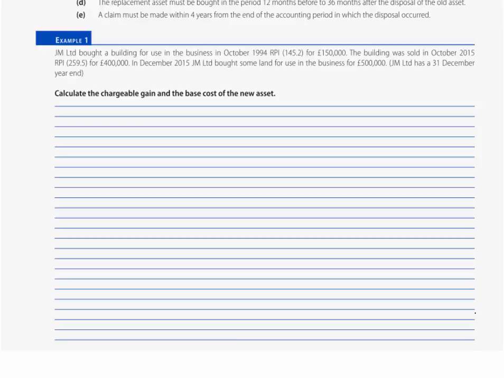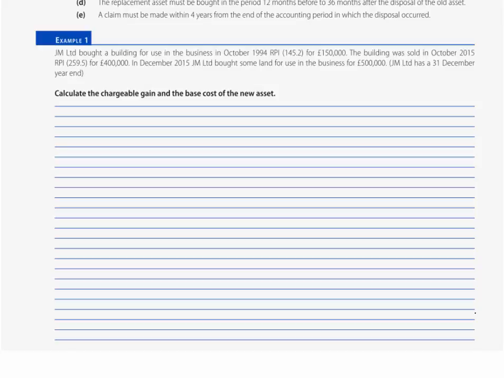Okay, so let's see what we've got here therefore. JM Limited bought the building for use in the business in October 94. They tell us, of course, the RPI for purposes of computing the indexation factor and deducting then indexation allowance. The cost, $150,000. We then sold in October 2015, again RPI provided, for £400,000. So that will allow us to calculate the gain. We know the proceeds, we know the cost, we can work out the indexation factor and apply that to the allowable cost, thus getting the gain.